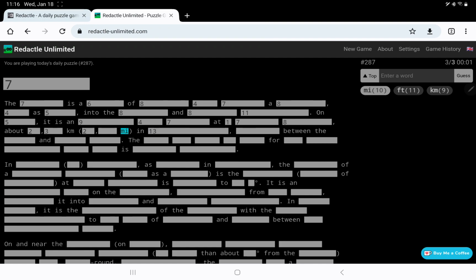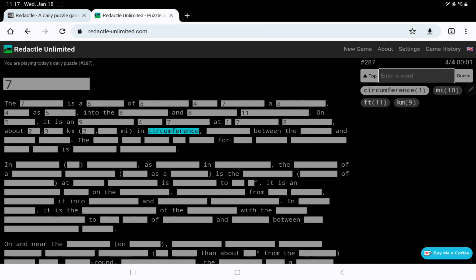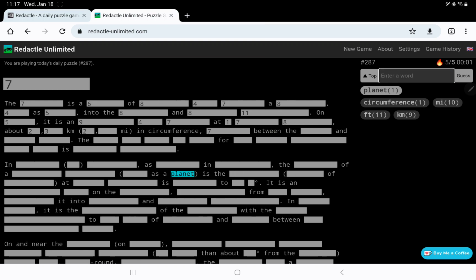In 13. In circumference, maybe? It is in circumference. So, is it an astral body of some kind? Is it a planet? No, but we do have as a planet. So, it's not a moon, excuse me, it's a something of 847.